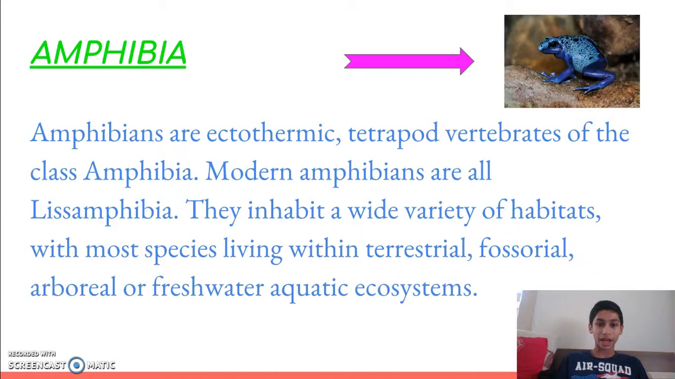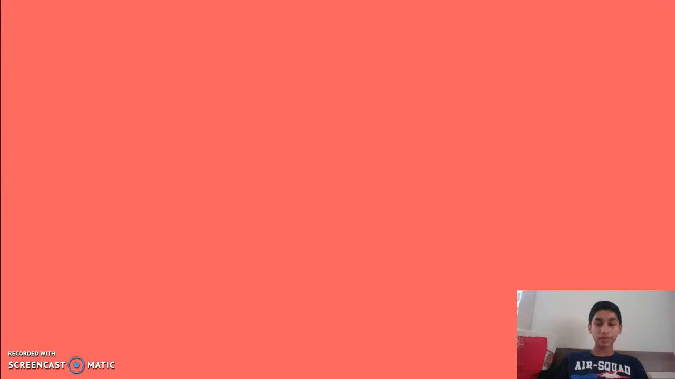Amphibians are ectothermic tetrapod vertebrates of the class Amphibia. Modern amphibians are all Lissamphibia. They inhabit a wide variety of habitats, with most species living within terrestrial, fossorial, arboreal, or freshwater aquatic ecosystems. So here's the introduction slide. Now going with the next one.